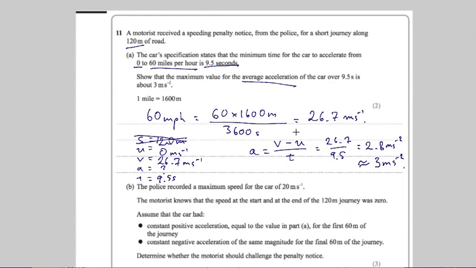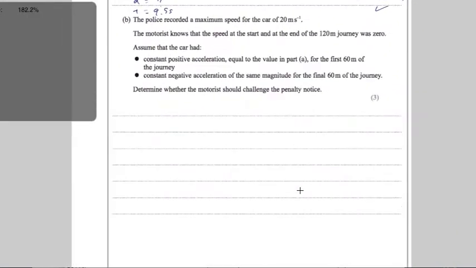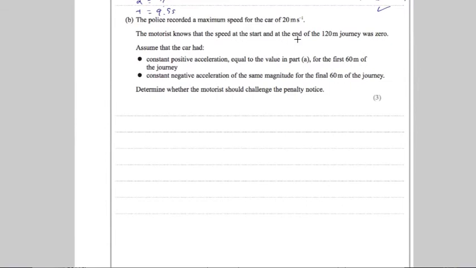So 2 marks, 1 mark for selecting the appropriate formula, 1 mark for getting the right answer. Now, the police recorded a maximum speed for the car of 20 meters per second. The motorist knows that the speed at the start and end of the 120 meter journey was 0. Assume that the car had constant positive acceleration equal to the value in part A for the first 60 meters of the journey, and constant negative acceleration of the same magnitude for the final 60 meters of the journey. So we've got 2 values of acceleration, so we should do 2 SUVAT problems.